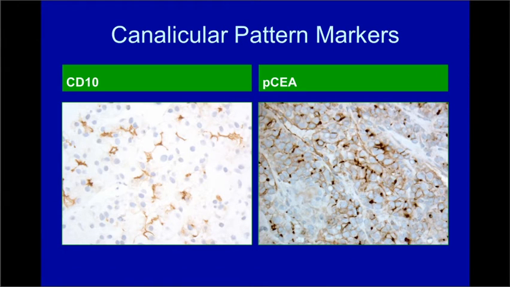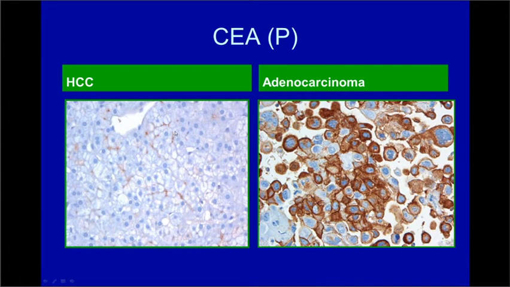Also, we can rely on markers that might demonstrate a canalicular pattern, such as CD10, seen over here on the left, and polyclonal CEA seen over here on the right. In hepatocellular carcinoma, the polyclonal CEA will only demonstrate a canalicular pattern, whereas the adenocarcinoma is going to demonstrate a diffuse cytoplasmic pattern. So either CD10 or polyclonal CEA, if they show a canalicular pattern, can point us in the direction that this is actually a hepatocellular carcinoma.